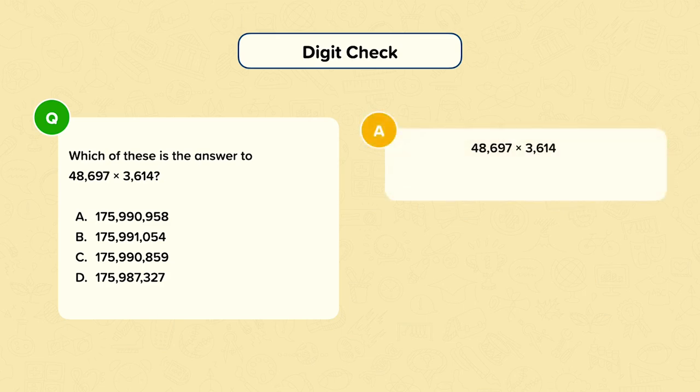If we take the last digit of each of the numbers in the question and multiply them, we get an answer of 28. The last digit of this is 8, and so our answer must end in an 8. This means the only possible correct answer is A.